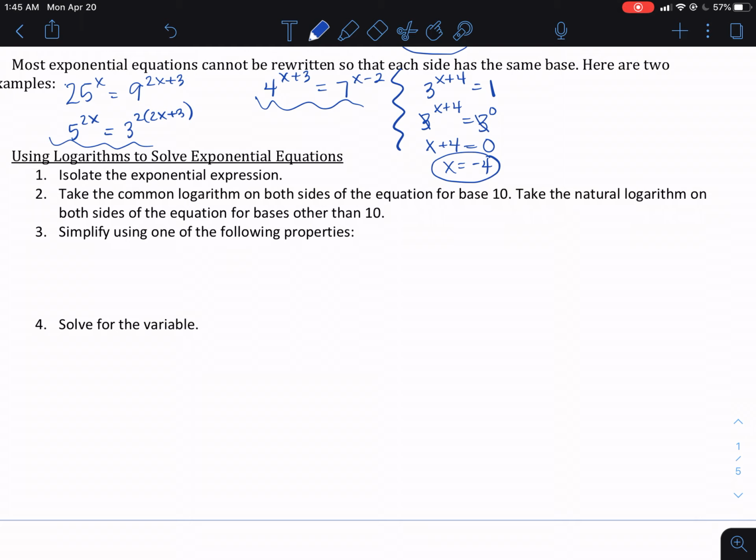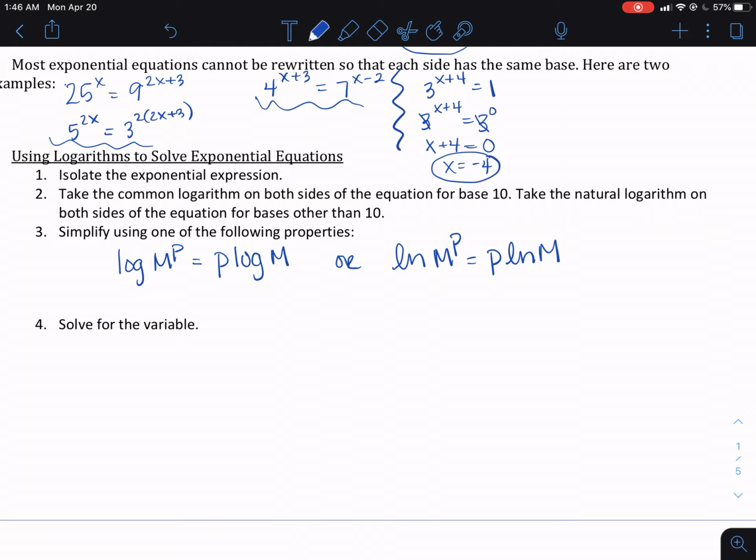Then we're going to simplify using one of the following properties. If we have log of m to the p power, we use the power rule and move that p to the front, and that's going to allow us to solve. Or if we have the natural log of m to the p power, that becomes p times the natural log of m. Then we just solve for the variable.